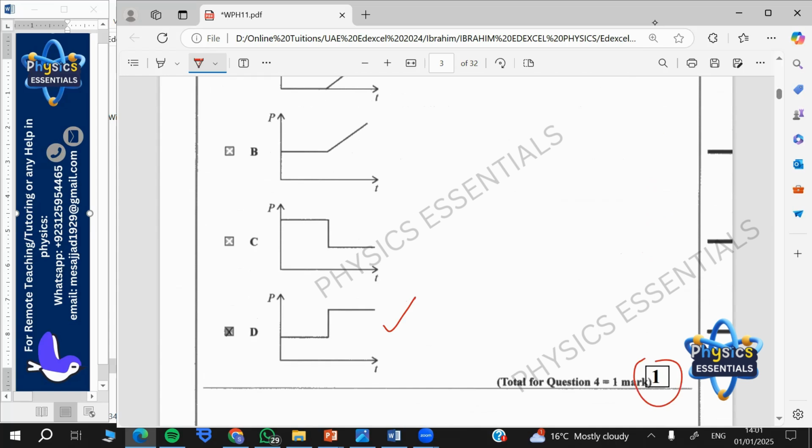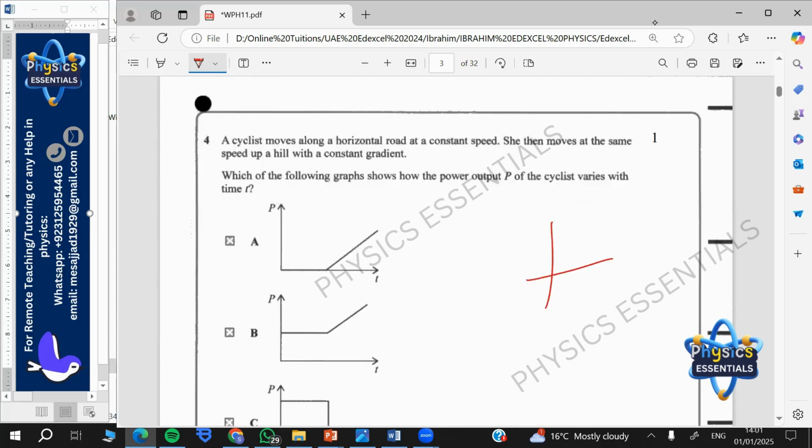And if you want to know how this answer is correct, then you need to analyze that if this is time and this is work, then what will be the power? Power will be the gradient of this graph, right? So power is gradient, and it will be equal to this.